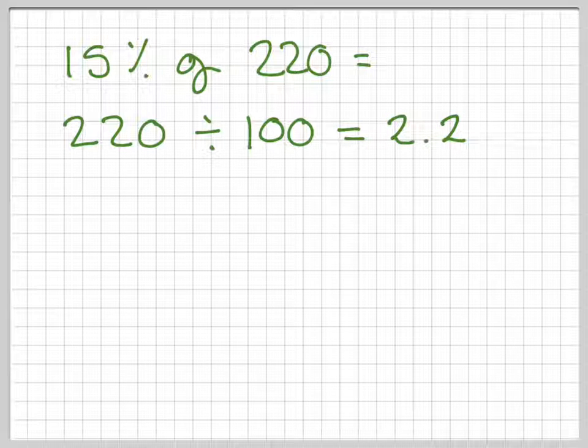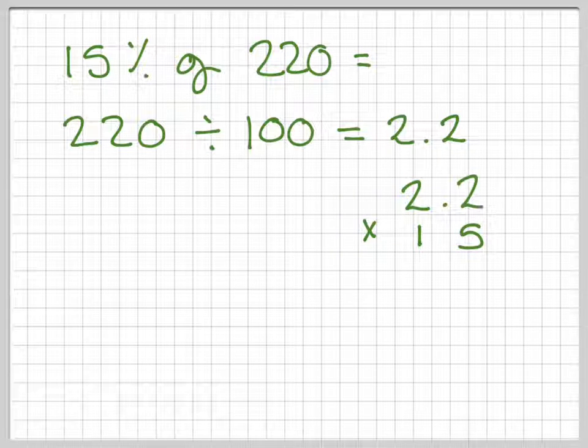Now we know what 1% is, 2.2, but we don't want to know what 1% is. We want to know what 15% is. So all we need to do now is 2.2 times 15, our percentage. So we're going to go through this together. So we've got 2 times 5, which is 10, but plus the 1 is 11.